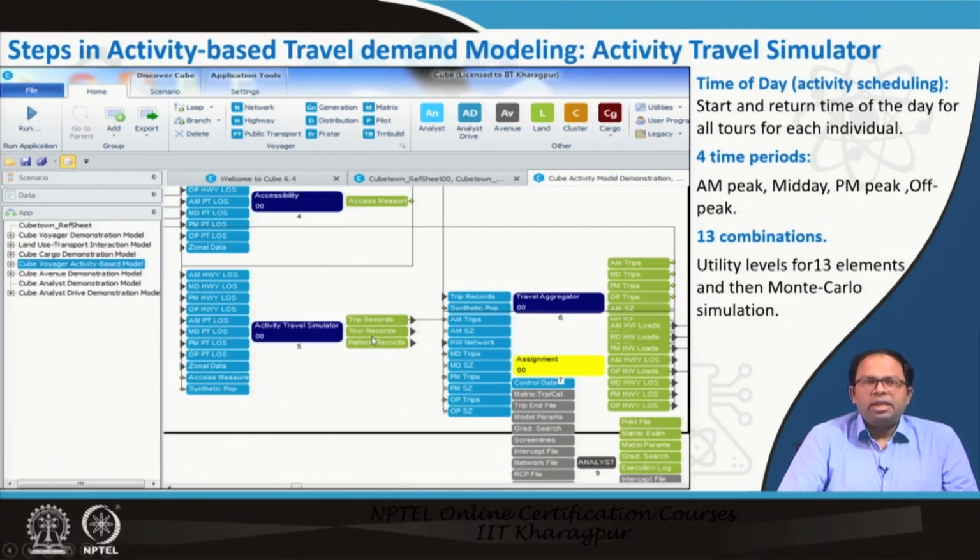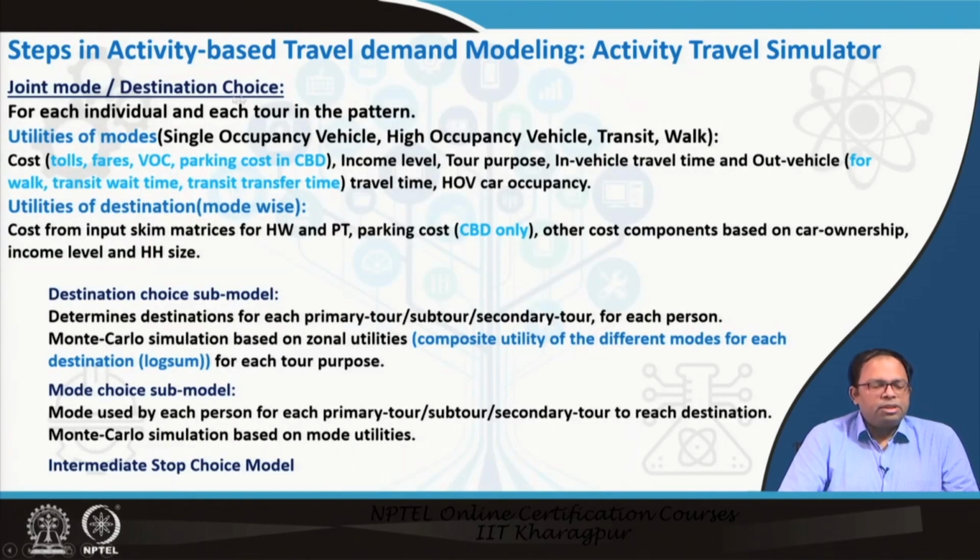Once we know the activity and the tours and all, the next step is to determine the joint mode and destination choice. And over here we first do the destination mode choice model, which is the subnest. Based on the mode used by each person for each primary tour, subtour or secondary tour to reach a particular destination, this choice of mode is conditional on what tour he is doing, of course, and this is again done using Monte Carlo simulation and so on, and then we can determine the destination choice as well.